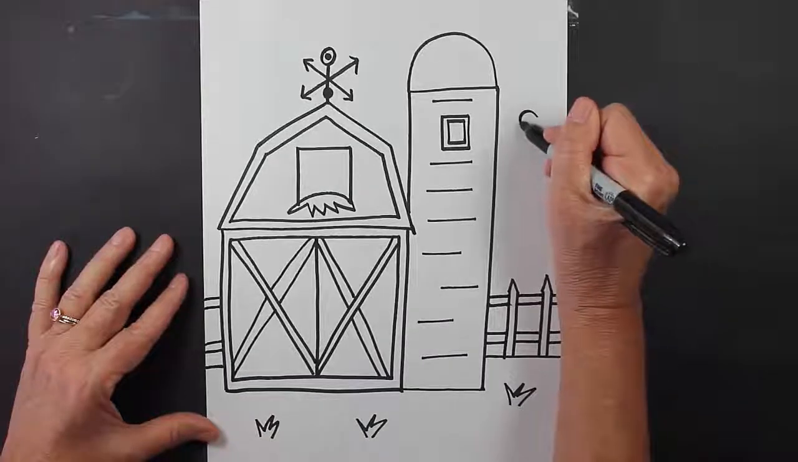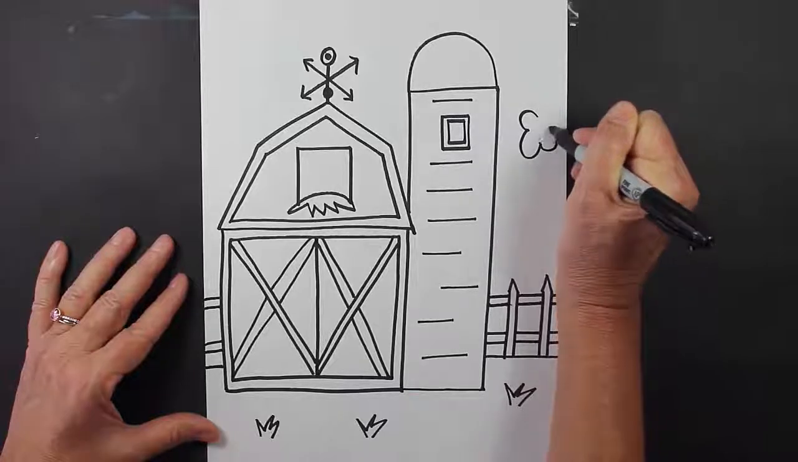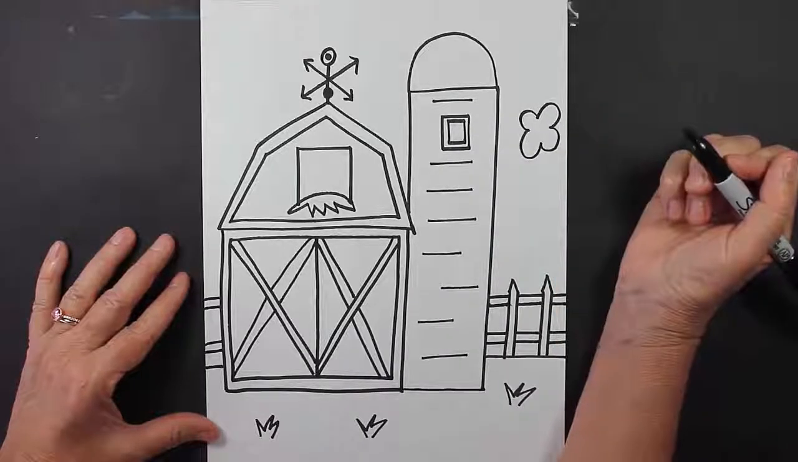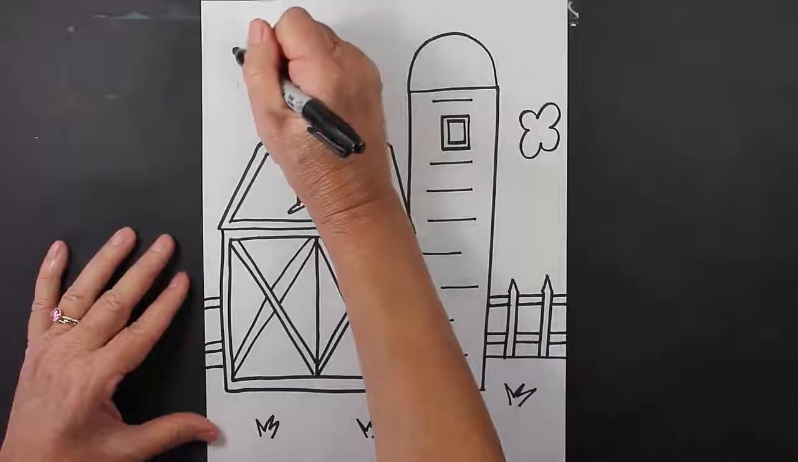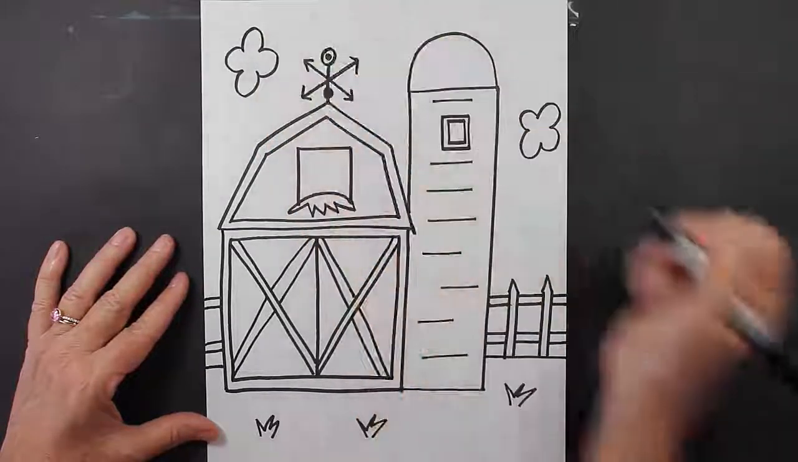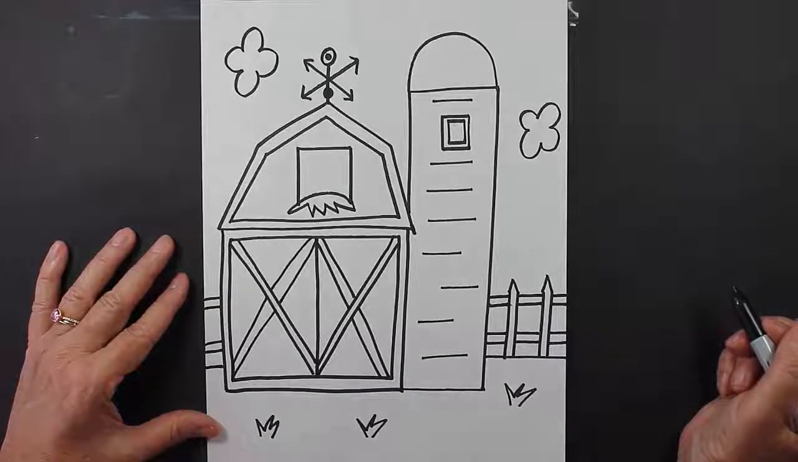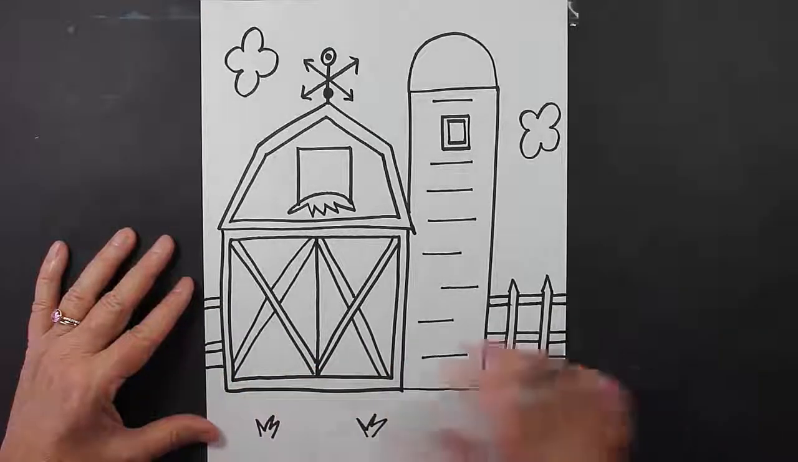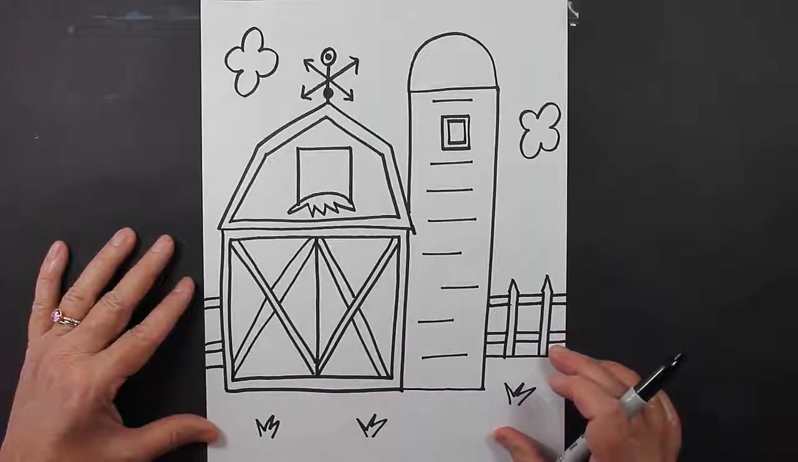Now I think I'd like to put a few nice big fluffy clouds in the background, maybe just 2. And if you'd like to add a few animals, small animals down here at the bottom, if you have room, go ahead and do that.